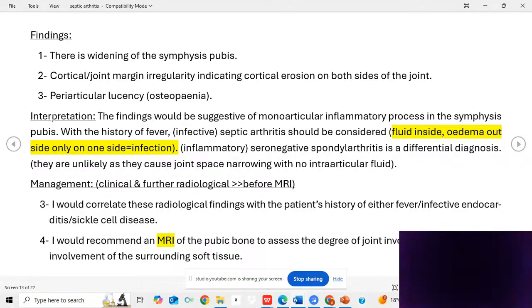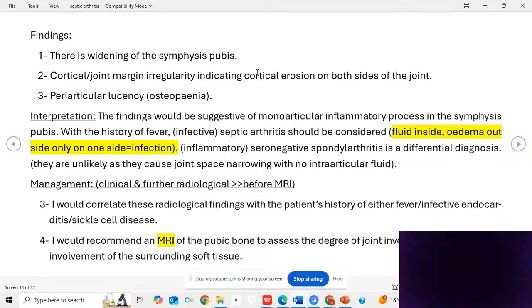Okay, so the interpretation here, the findings will be suggestive of monoarticular involvement, which is also a sign of septic arthritis. So the findings will be suggestive of a monoarticular inflammatory process in the symphysis pubis, along with the history of fever or an infective process, septic arthritis should be considered.